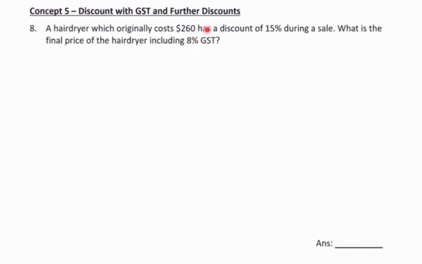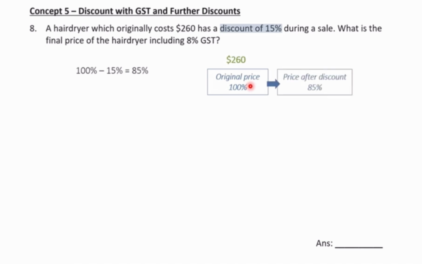So first, your hairdryer's original price is 100%. If you're getting it at a discount of 15%, how many percent do you pay? Then you pay 100 minus 15, right? Which is 85%. So the one in blue, we call it the discount layer. We just look at discount first. Original price is 100%. Then the price after the discount is 85%.